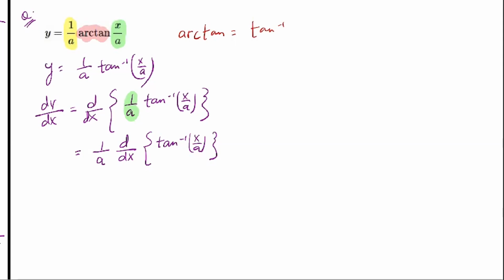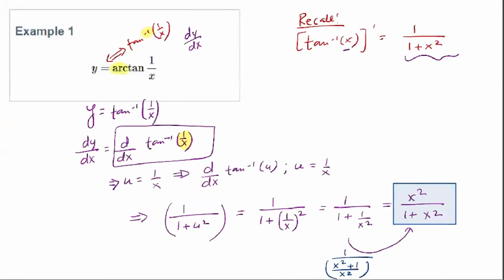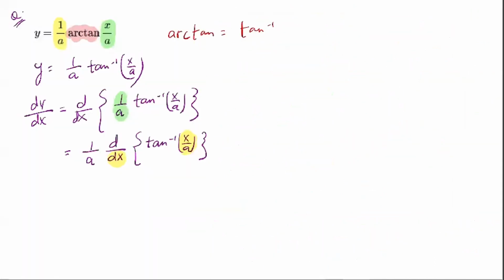But another thing here is that we're doing derivative with respect to dx, but the variable inside the tan inverse function is x over a, right? So if we recall the technique we just used earlier, we substituted u equals 1 over x, because this is not the standard tan inverse x. So that means we have to do some adjustment here as well. So how can we do that?